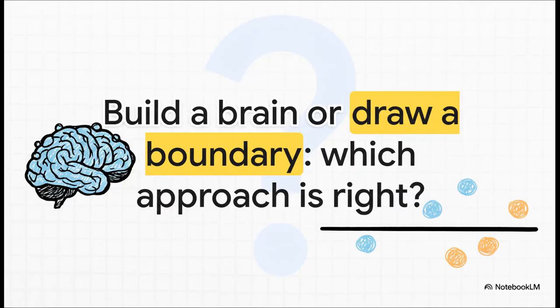And that really leaves us with this one big question. When you're trying to solve a new problem, do you build a complex, messy learning brain, or do you draw a single, elegant, perfect boundary? The thing is, one isn't better than the other. They just represent two deeply different ways of seeing a problem. And understanding which lens to look through, well, that's the first and maybe the most important step in teaching a machine how to think.